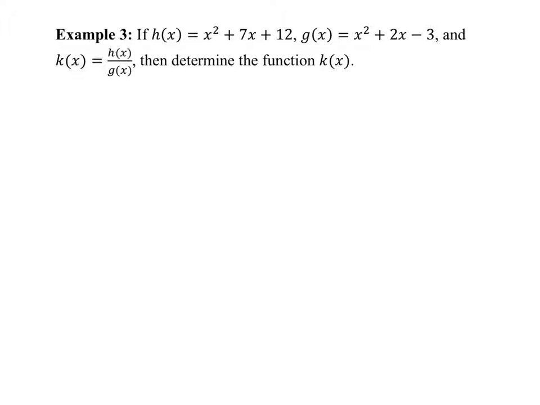All right, let's take a look at one that is a little more complicated than that. We went from a simple one to an intermediate to a mid-intermediate, and then we'll get to harder ones in a little bit. So we're told that h of x is given by a polynomial, g of x is given as a polynomial, k of x is defined as h of x over g of x. Determine the function k of x. So let's go ahead and write out its definition. It's defined as h of x over g of x. Here's h of x. And here's g of x.